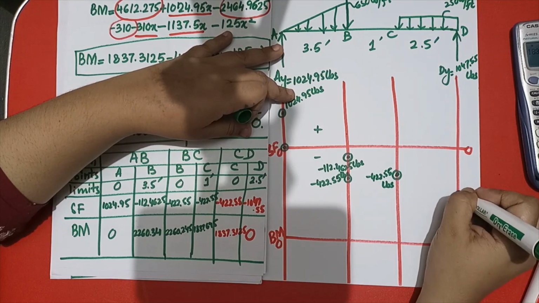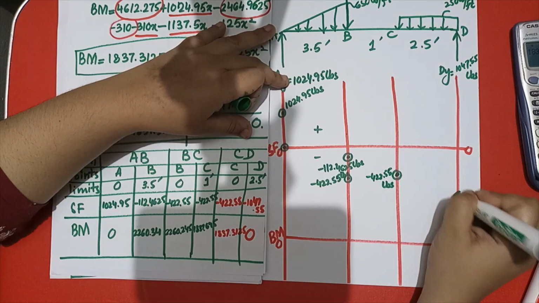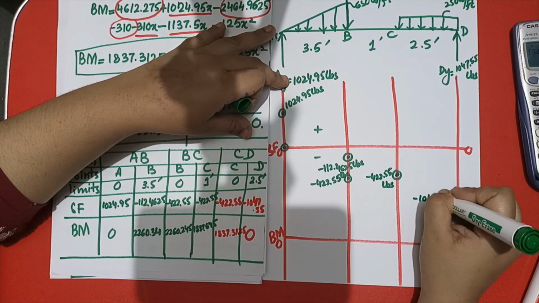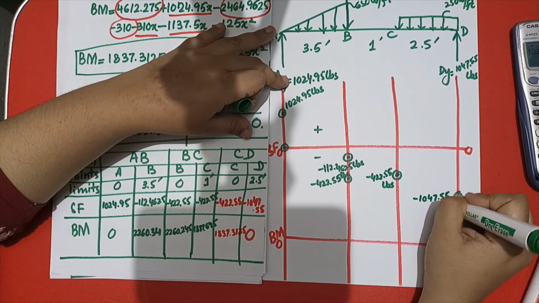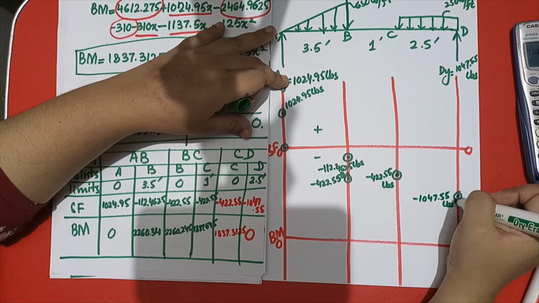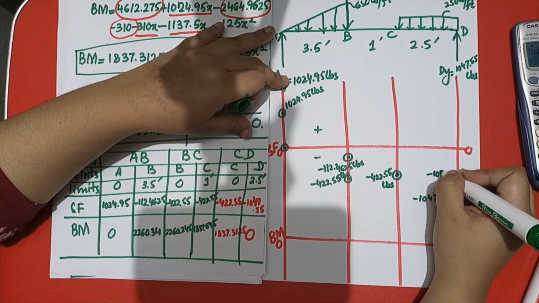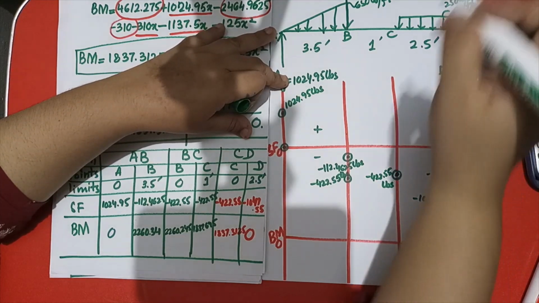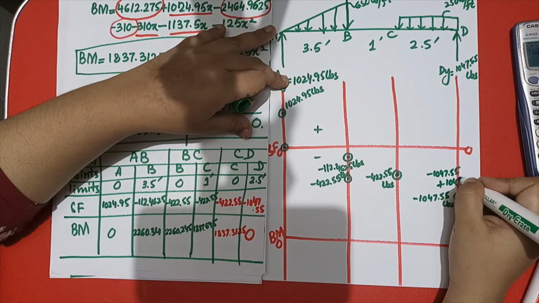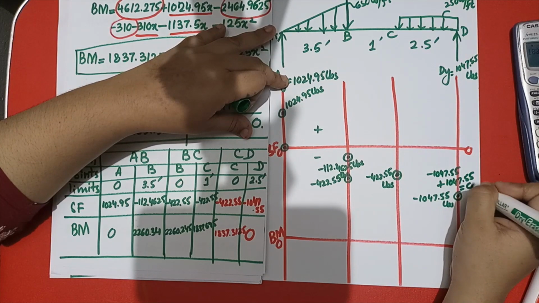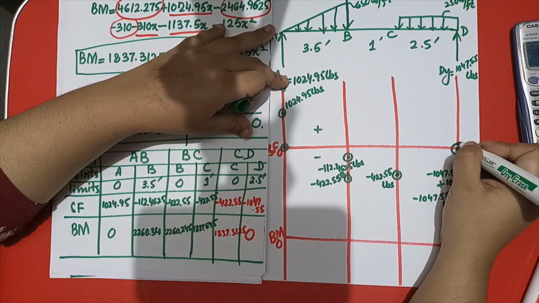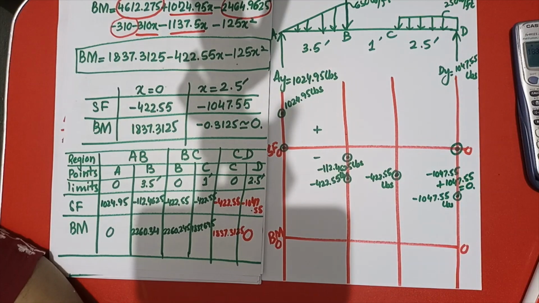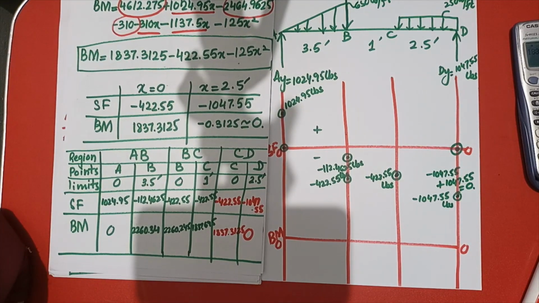And then we are having the biggest value, and that is minus 1047.55 pounds. And you know very well it is minus 1047.55. So it will be the positive because it is moving upward. So 1047.55 equals to 0. So this is the way to put the values on the graphs for the shear force.